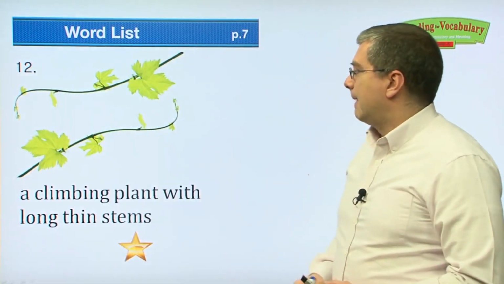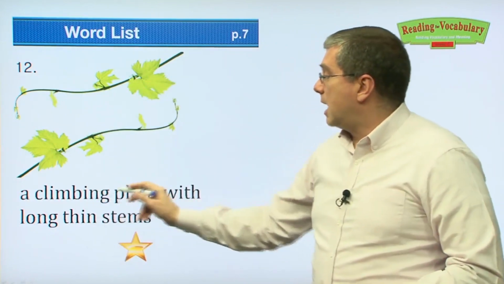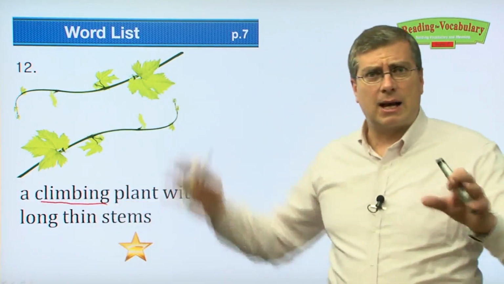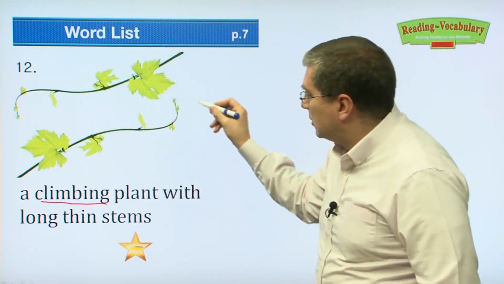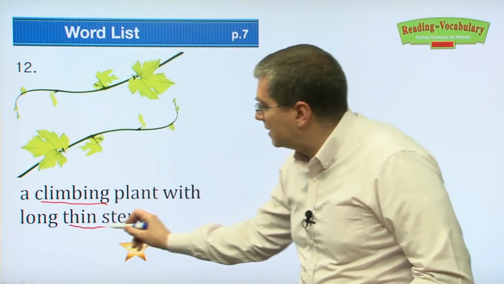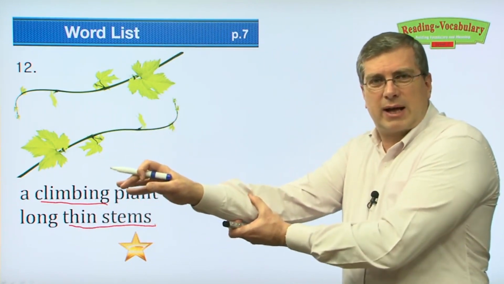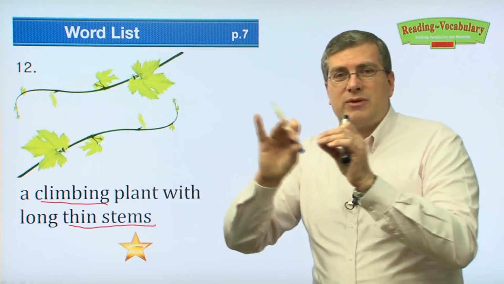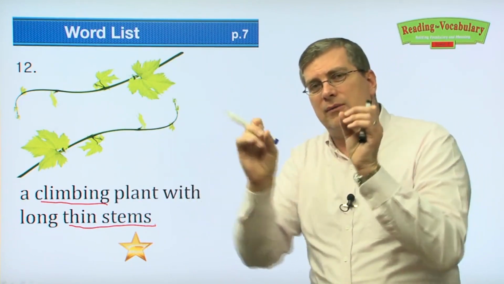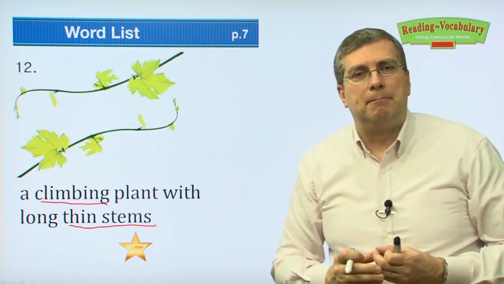Number 12, a climbing plant. This is another type of plant. Climbing plant, what does it mean? A plant that climbs? Yes, because these branches or long, thin stems, right? You can say a branch is like a tree branch. It's very thick and it's very strong. But some plants have arms or branches that are very small and they're not strong. You can bend them. And we call those stems, okay?